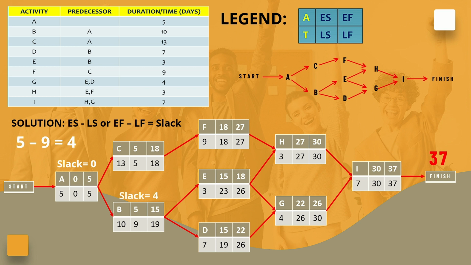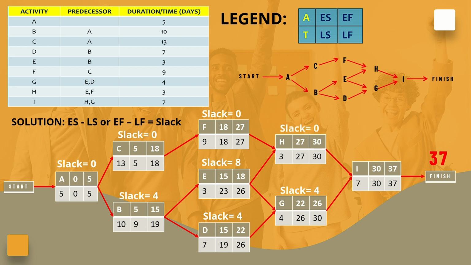For B, our slack is 4. For C is 0. For D is 4. For E is 8. For F is 0. For G is 4. For H is 0. And lastly, I is 0.